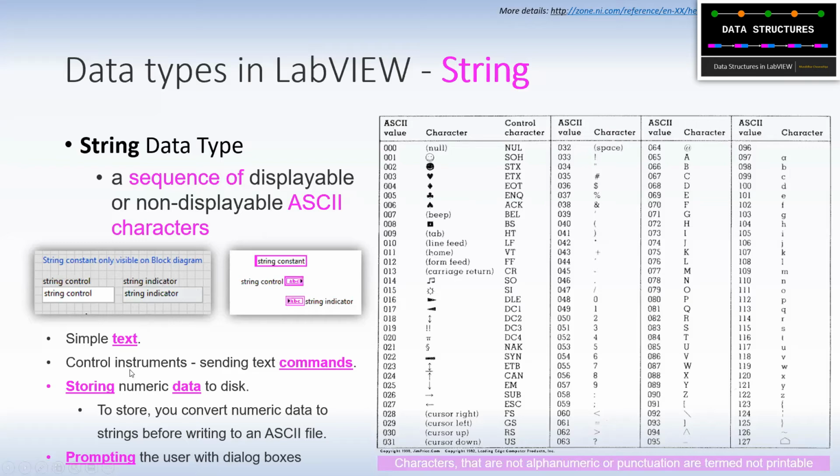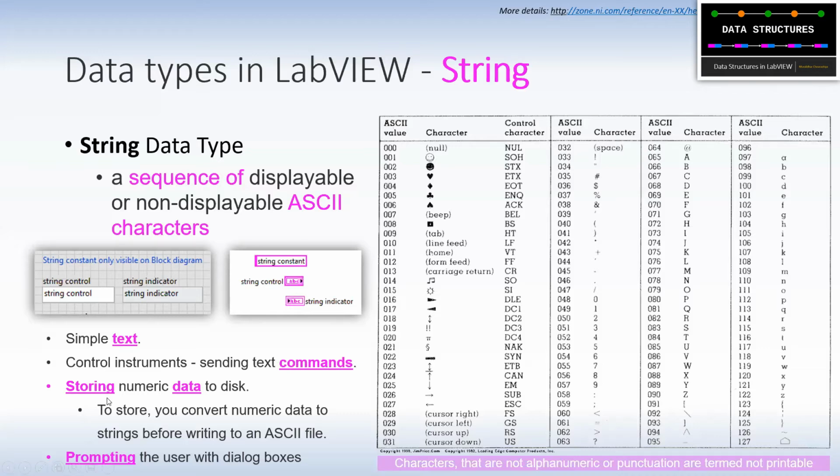Its more advanced application is to control an instrument, like sending a text command to a particular instrument, and then that command is executed on that instrument. But when we send commands to an instrument, it is not only text. It will have things like a line feed, a tab character or a beep character. That's why these string constants or string data types are very useful during handling.